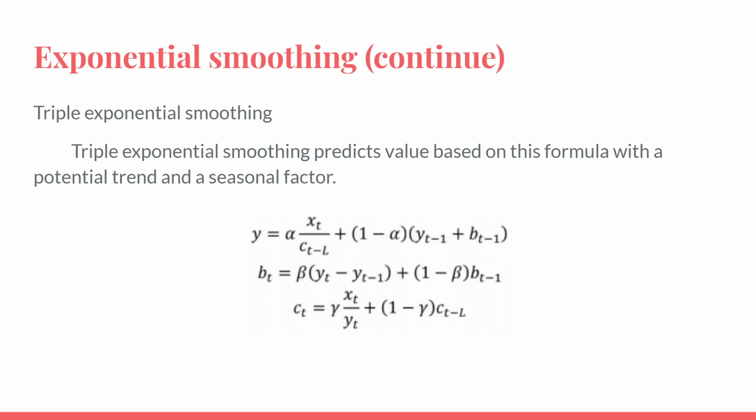Next, triple exponential smoothing predicts value based on this formula with a potential trend and a seasonal factor. In addition to the two previous smoothing factors, gamma is a smoothing factor for the seasonality. But triple exponential smoothing is complicated, so we don't talk about it much.